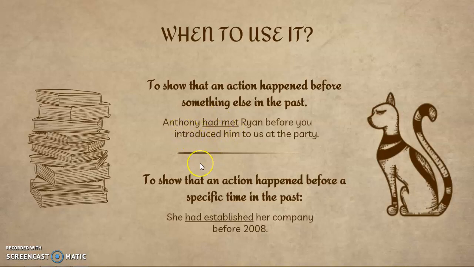Okay. The second use is to show that an action happened before a specific time in the past. Here, in the example we had, she had established her company before 2008. So it means that the action started happening before this time.